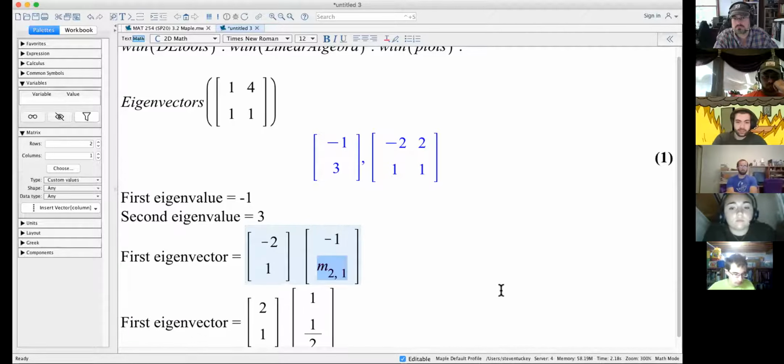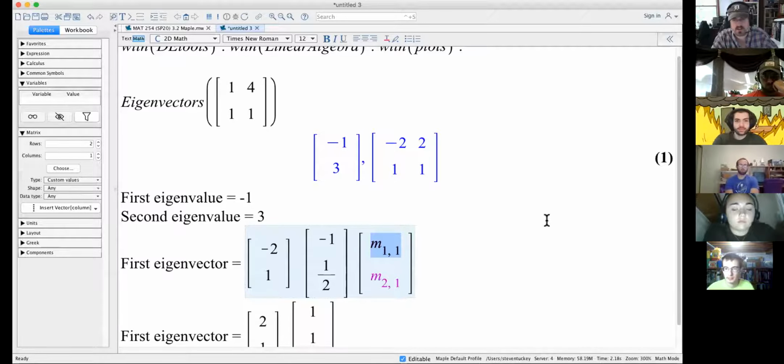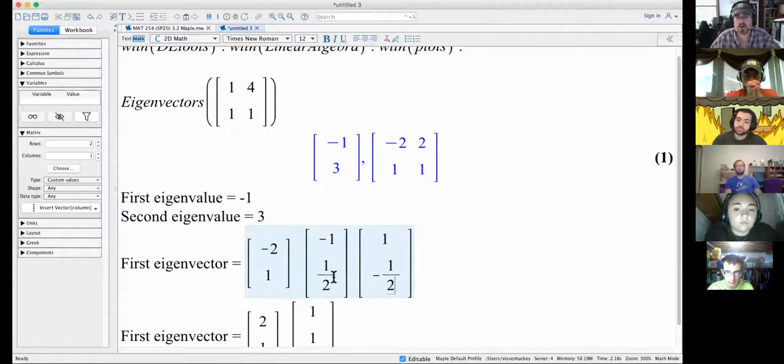-1 and 1/2. Okay. Give me another one. How about if the first one is 1? -1/2. Does that work? Is right 1, down 1/2 the same as going left 1, up 1/2?